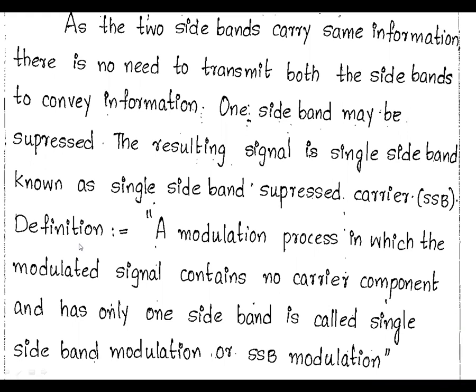So there is a definition of single sideband also. A modulation process in which the modulated signal contains no carrier component and has only one sideband is called single sideband modulation, known as SSB modulation.